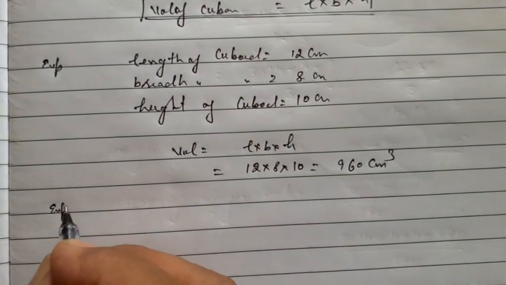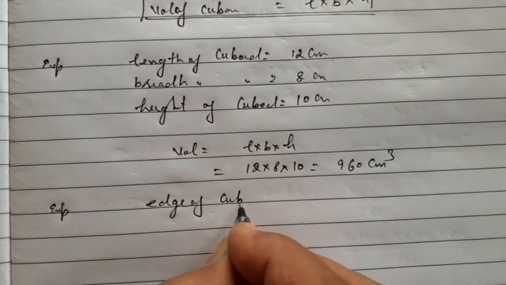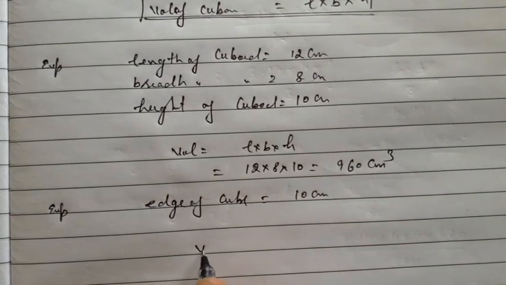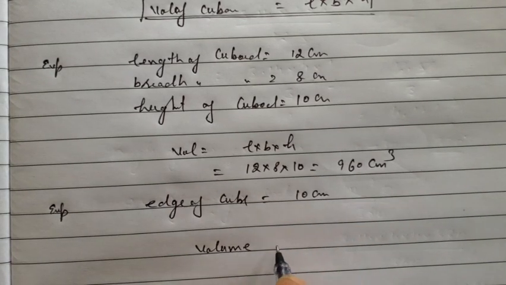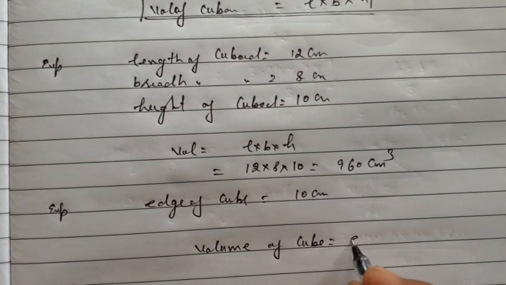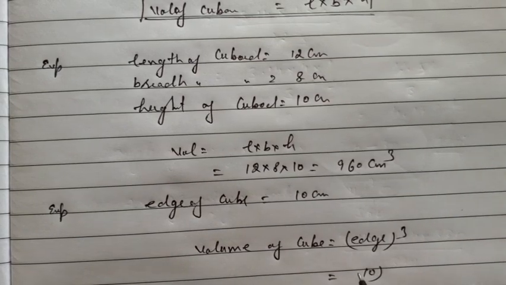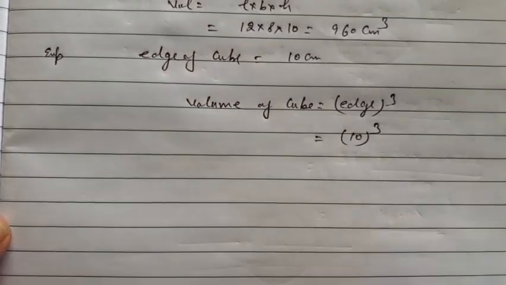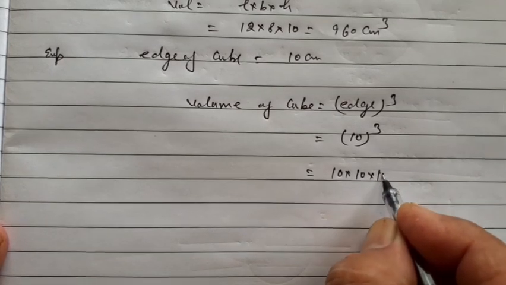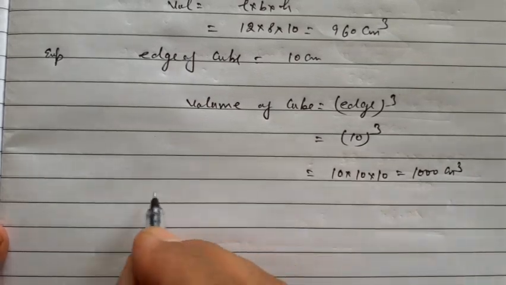One more example based on cube. Edge or side of cube is equal to 10 centimeter. Then volume of cube is equal to edge cube, means 10 cube. So we can say that 10 multiply 10 multiply 10, that is equal to 1000 centimeter cube.